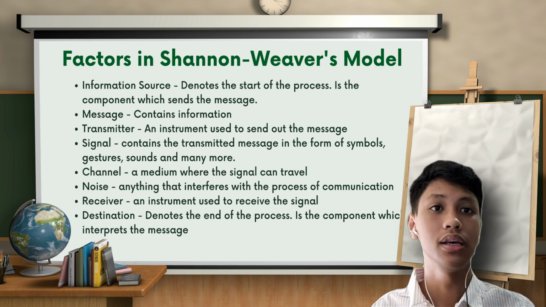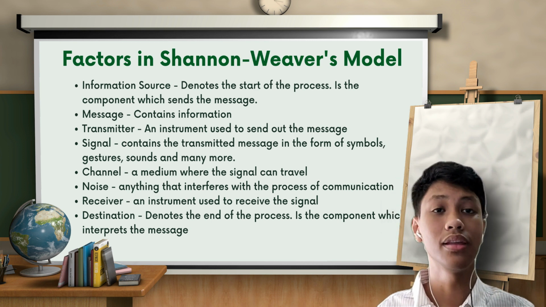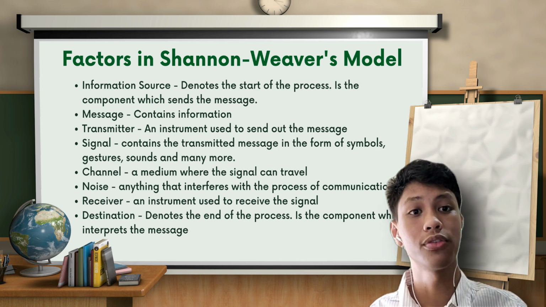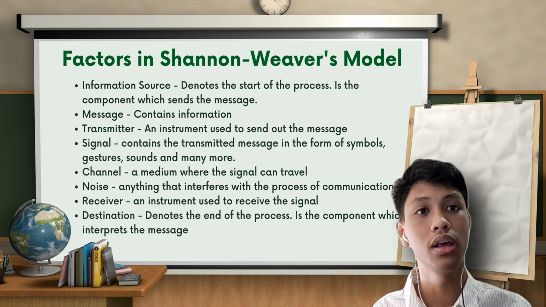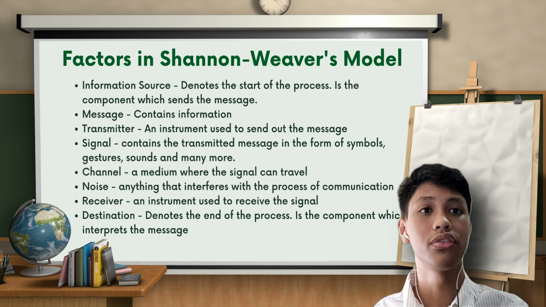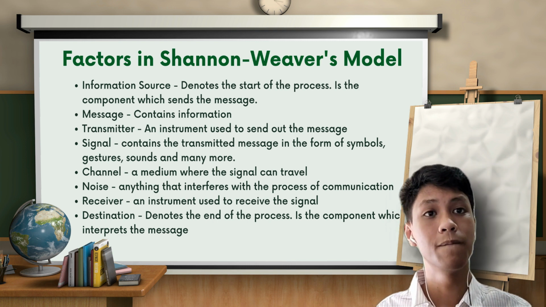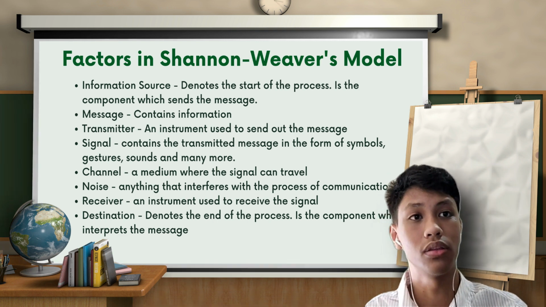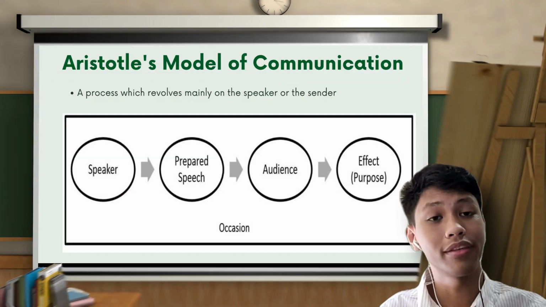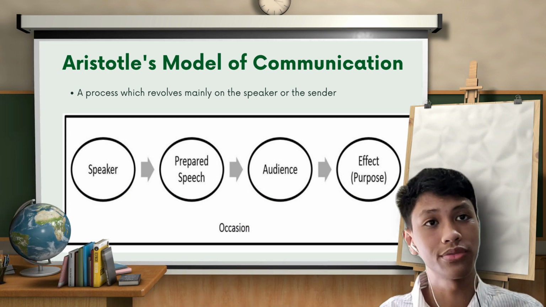The channel, it is a medium where the signal can travel. And noise, anything that interferes with the process of communication. So there are different types of noises. It may be physical, physiological, psychological, and semantic. So we also have the receiver, which is an instrument used to receive the signal. And destination, it denotes the end of the process. It is the component which interprets the message. I hope my example really helped out in explaining the process of communication through Shannon-Weaver's model.